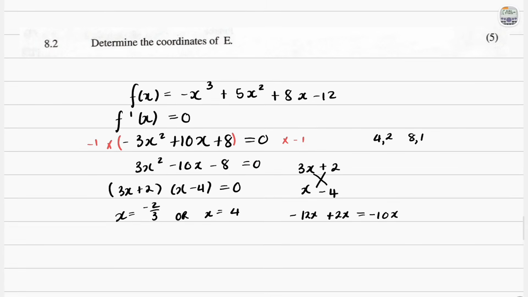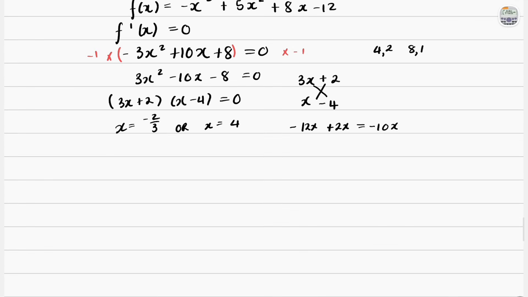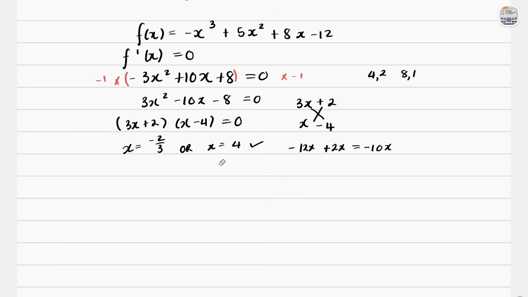Now we need to find which one specifically belongs to E. So remember that E was on the positive part, right? So this is what we're going to take for E. So let's find the y value belonging to this x value. We can find that by taking this x value and substituting it into the original function. So this is our original and we'll substitute it.